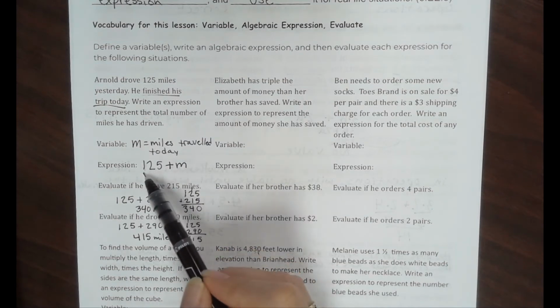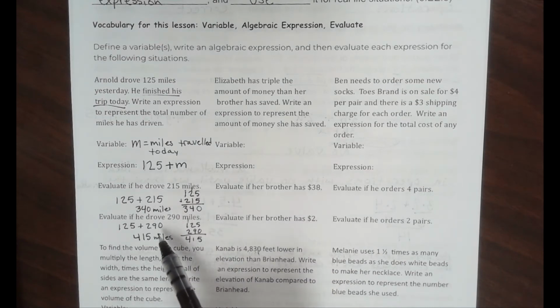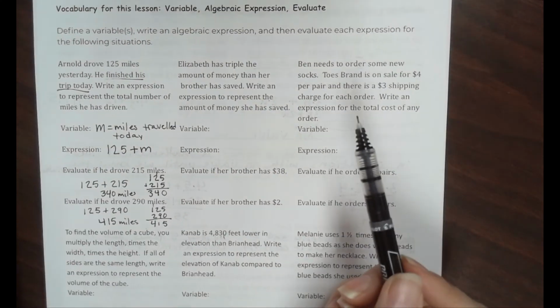So, as you can see, the variable has to represent something we don't know. The expression is for any amount of miles. And now these are evaluated for amounts we do not know. Okay, let's try this next one.